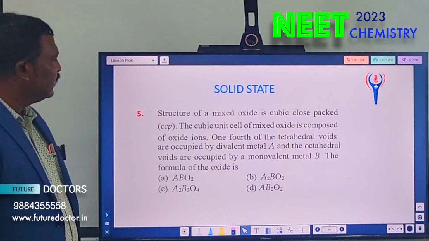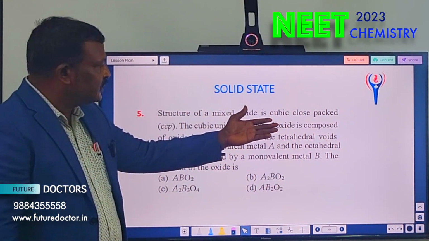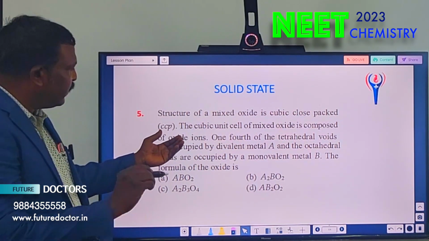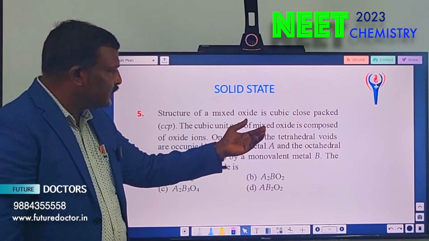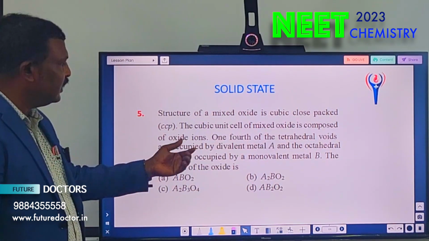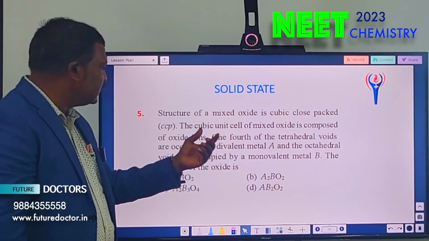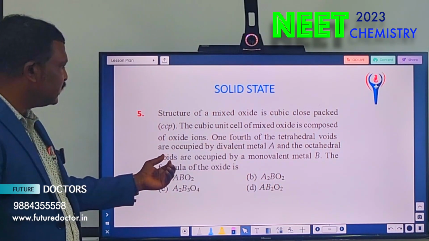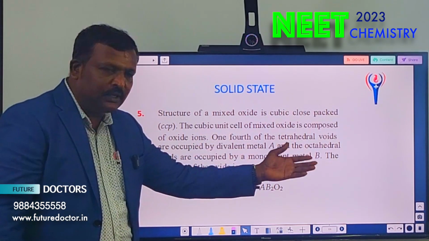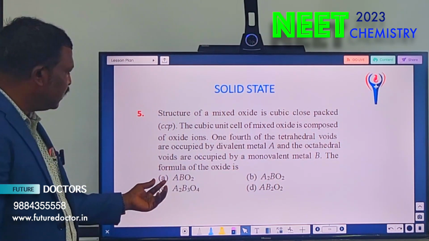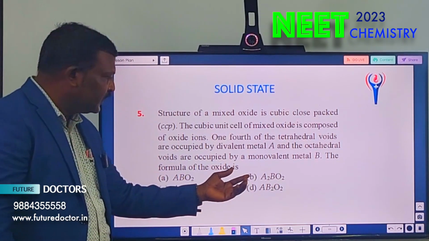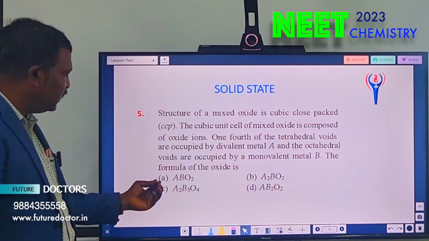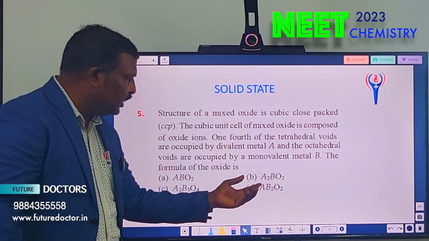Next one. Fifth one. Structure of a mixed oxide is cubic close packed. The cubic unit cell of the mixed oxide is composed of oxide ion. 1/4 of tetrahedral voids are occupied by divalent metal A and octahedral voids are occupied by a monovalent metal B. The formula of the oxide is dash. Option A AB2O2, option B A2BO2, option C A2B3O4, option D AB2O2.